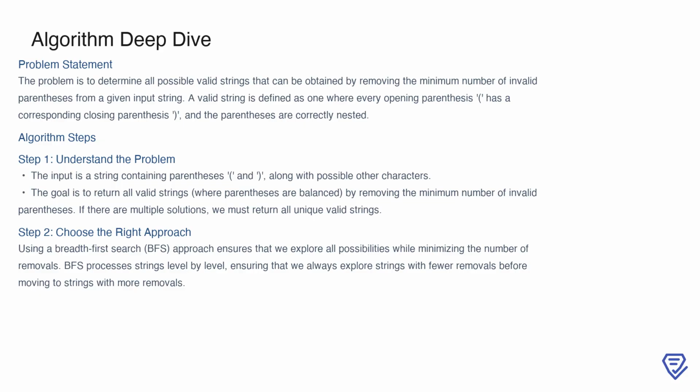To achieve this efficiently, we use a breadth-first search, or BFS, approach. BFS is ideal here because it processes strings level by level, guaranteeing that we only consider strings with the smallest number of removals before moving to strings with more extensive changes. This ensures that we find solutions with minimal edits first, which is a key requirement of the problem.